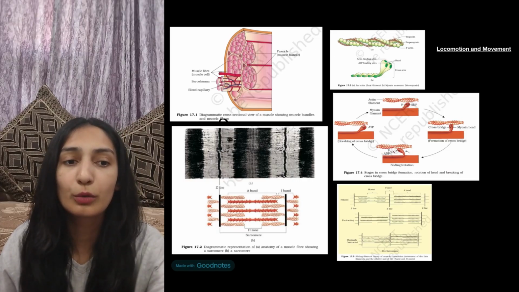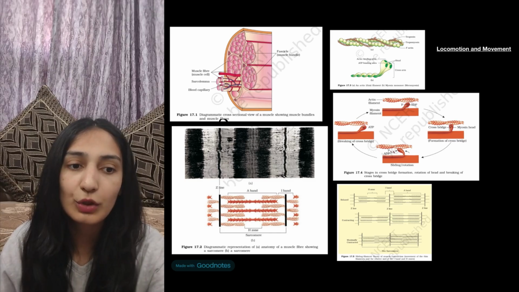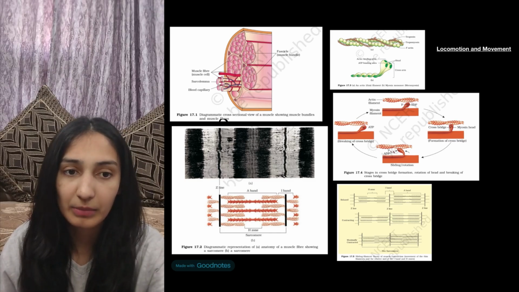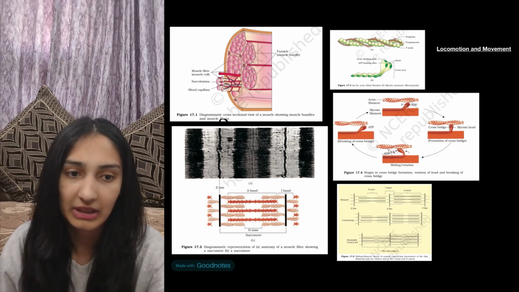Moving on, in locomotion and movement, figure 17.1 depicts the cross-sectional view of a muscle which shows the muscle bundles and muscle fibers. So first of all, we have a fascicle, that is a muscle bundle, which includes your muscle fiber, that is the muscle cell, sarcolemma and the blood capillaries.